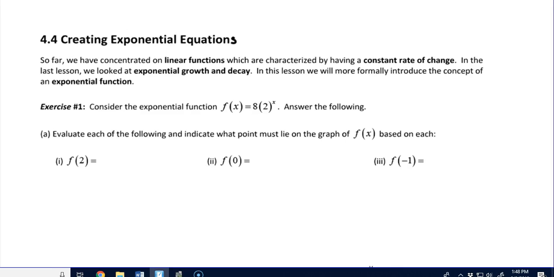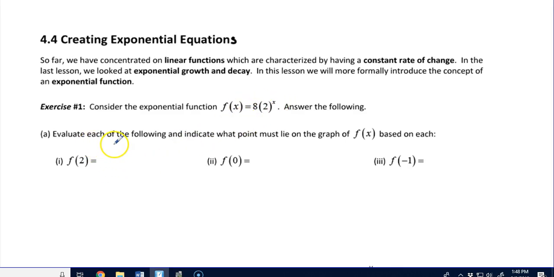All right, so we've done a lot of work with linear equations, and they have constant rate of change, right? Constant slope. And we've also looked at exponential growth and decay, but here we're just going to look more generally at this concept of an exponential function. So here's an example of one. f of x equals 8 times 2 to the x. That's how we pronounce it.